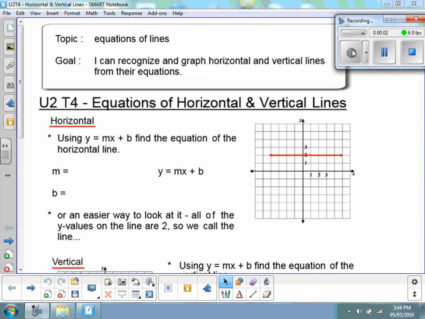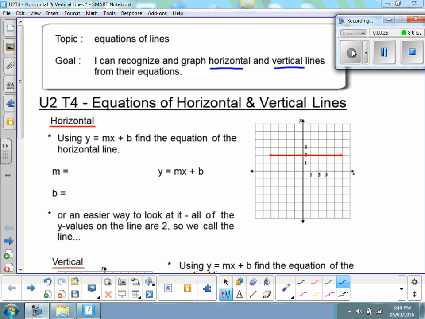So today we're going to keep on rolling with equations of special lines. We took a look at parallel and perpendicular lines. Today our goal is: I can recognize and graph horizontal and vertical lines from their equations. All right, so let's talk a little bit about these.